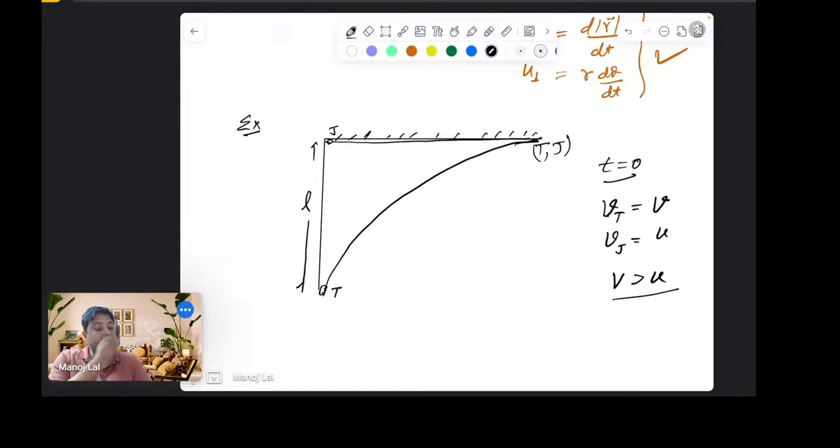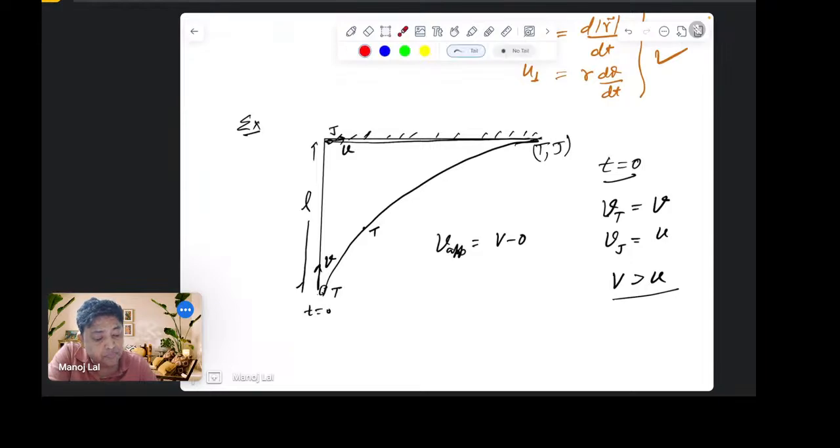Right. Now, since they will meet, I can apply the same concept, the same formula which we have derived. So this is at some moment of time. Here is Tom. This is the moment at t is equal to 0. See, the velocity of Tom is v and the velocity of Jerry is u. So velocity of approach is v minus 0 because the line of sight is this.